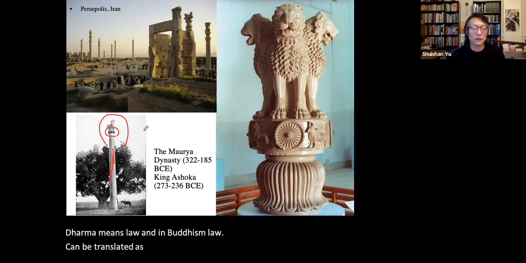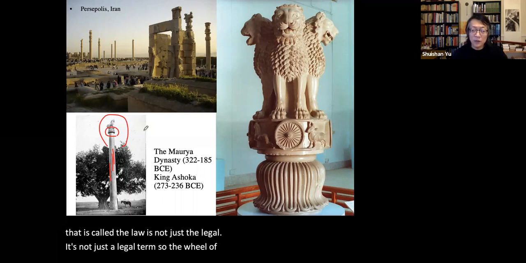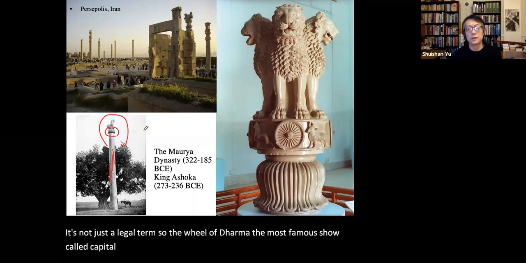So everything, the cosmic principle, that is called law. It's not just a legal term. So the wheel of Dharma. The most famous Ashoka capital for an Ashoka column is the Lion Capital. This one, right? It's a Buddhist monument.